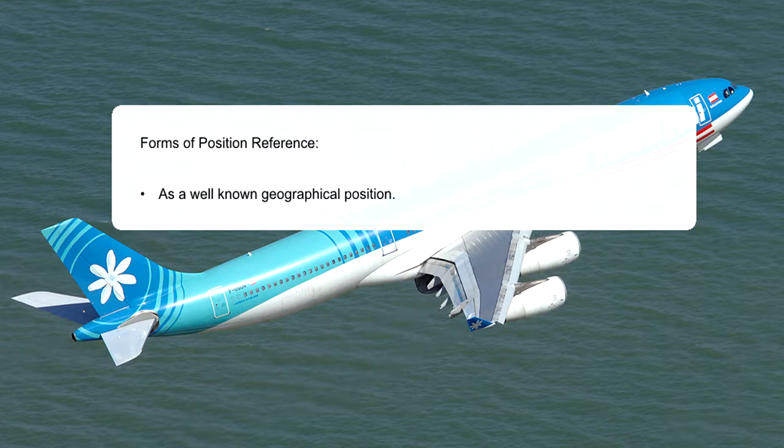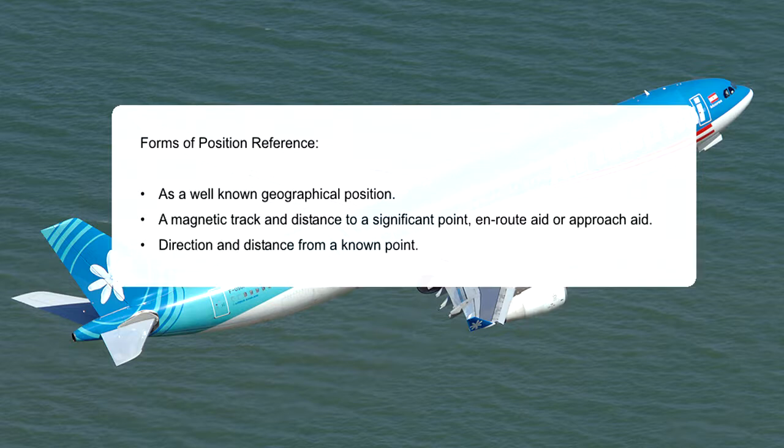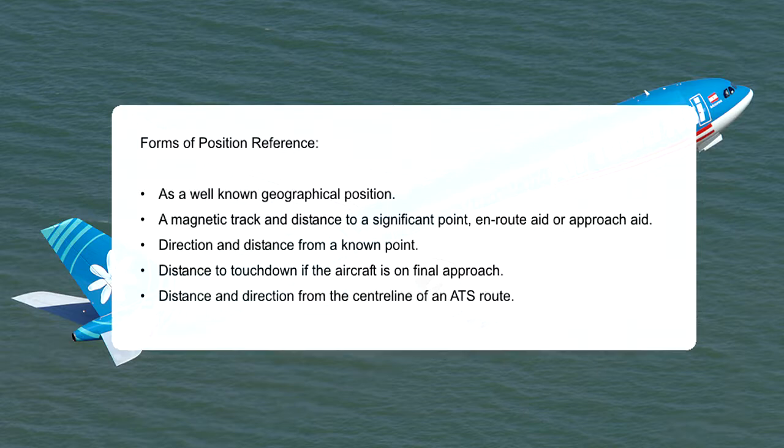When a controller passes position information to an aircraft, the position information must take on one of the following forms: in relation to a well-known geographical position, as a magnetic track and distance to a significant point or navigational aid, as a direction and distance from a known position, as a distance to touchdown for an aircraft on final approach, and lastly, as a distance and direction from the centerline of an air traffic route.